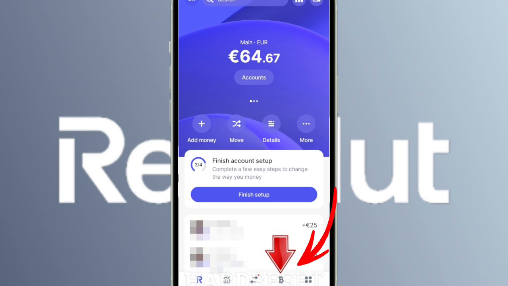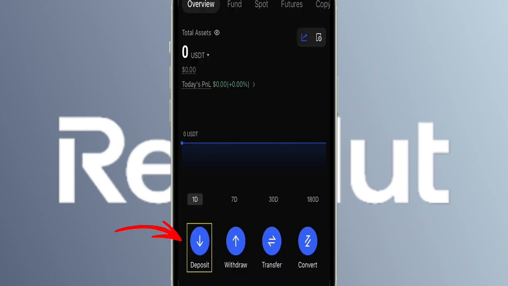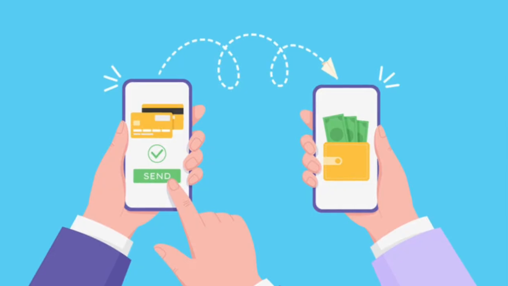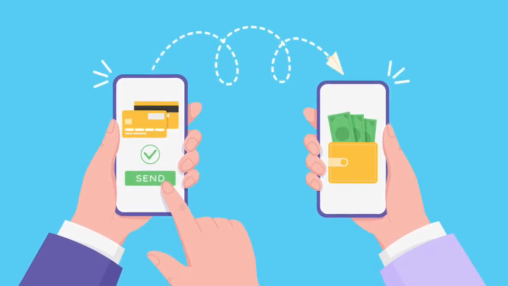Tap on the wallet icon. Select Deposit and choose your fiat currency, like GBP, Euro, or USD. You can move your funds from your retail account to your trading account instantly.